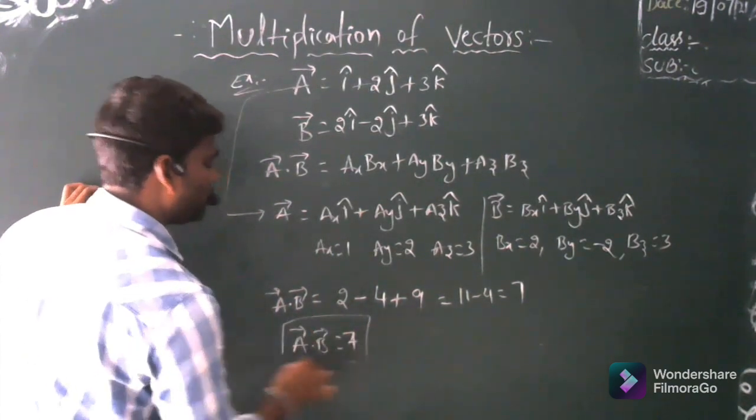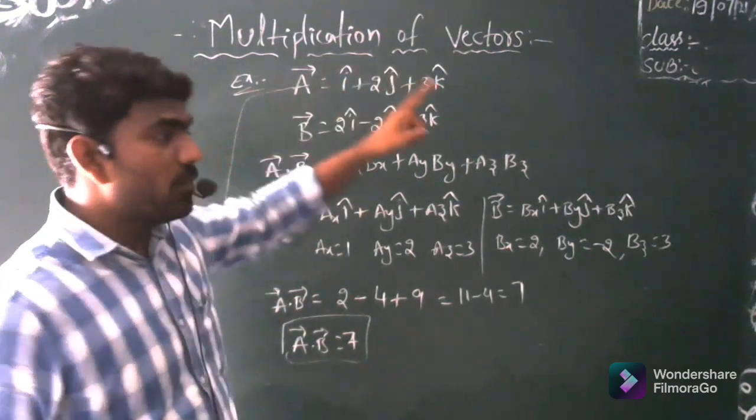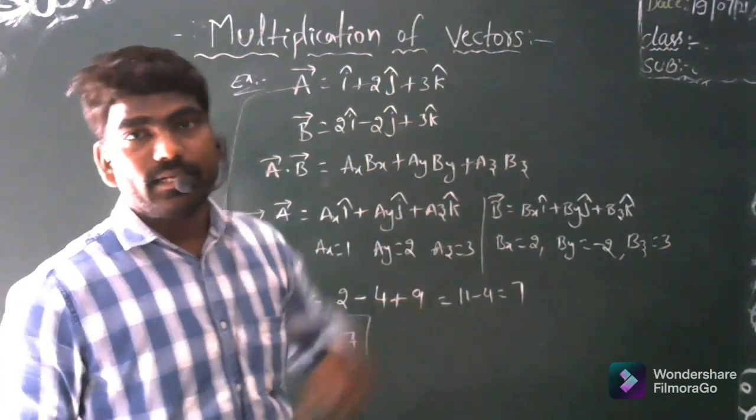Okay. So in this way, you can find the dot product of two given vectors when you have the components, without the angle between them being mentioned.